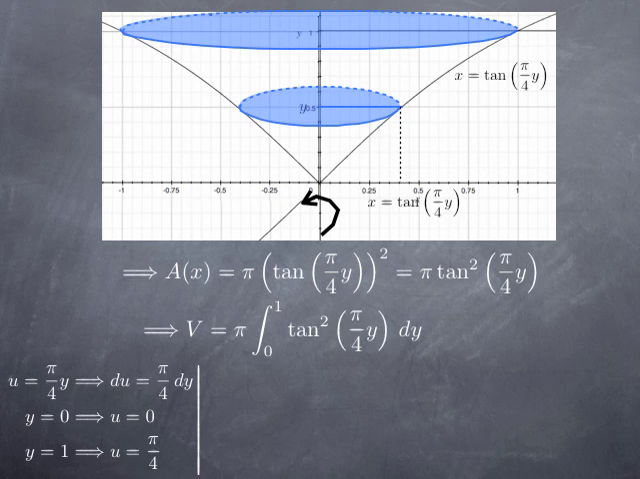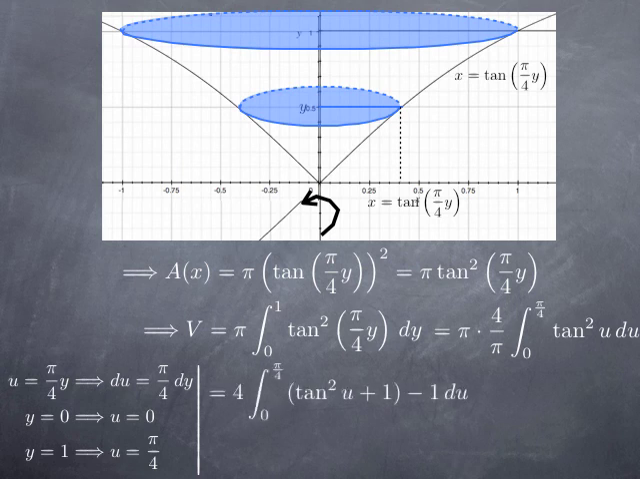So dy is 4 over pi du, and then I have tangent squared u, and for the bounds, when y is 0, u is also 0, when y is 1, u is pi over 4. Therefore, my integral becomes pi multiplied by 4 over pi, times the integral from 0 to pi over 4 of tangent squared u du. The pi cancels out, and I obtain 4 times the integral from 0 to pi over 4 of tangent squared u. Now I'm going to write tangent squared u as tangent squared u plus 1 minus 1.